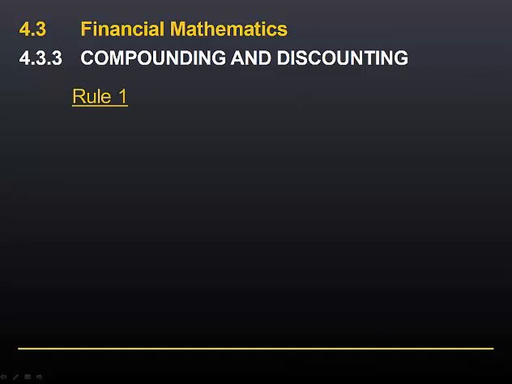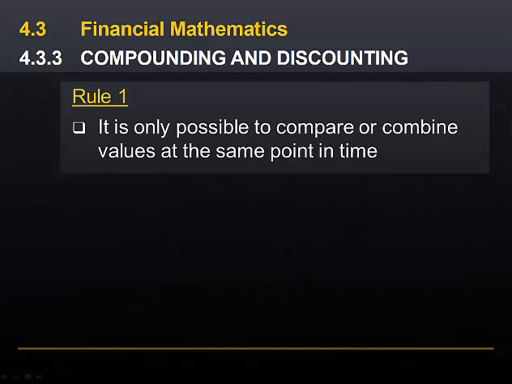Because of the concept of the time value of money, we can only compare or combine values, in other words, add them together or subtract them from each other, if those values relate to the same point in time. If we need to compare or combine cash flows that occur at different points in time, we have to adjust them so that they are all expressed as equivalent values at the same point in time.